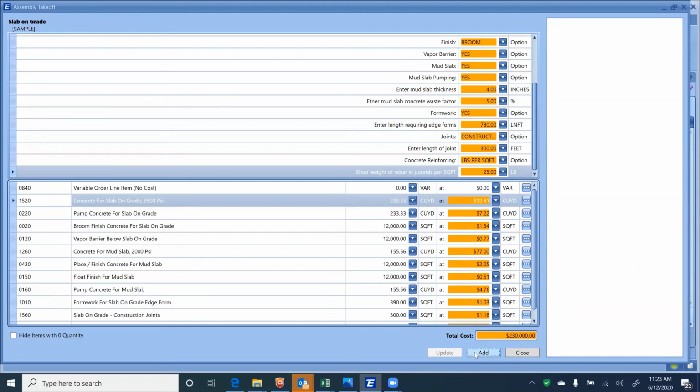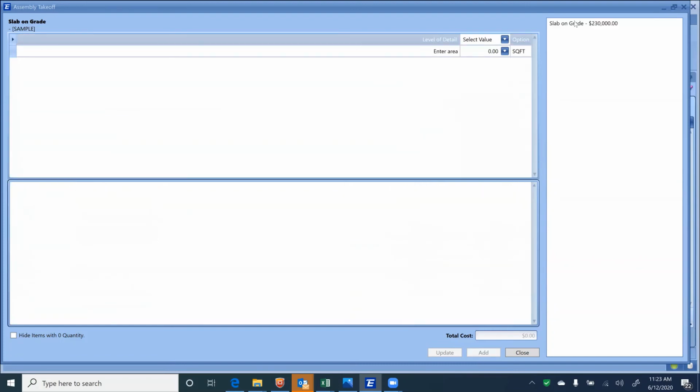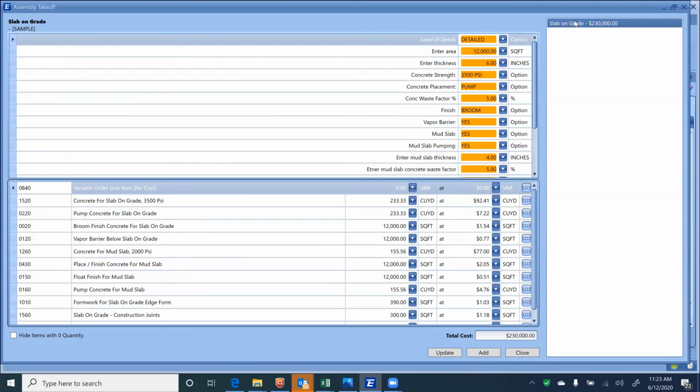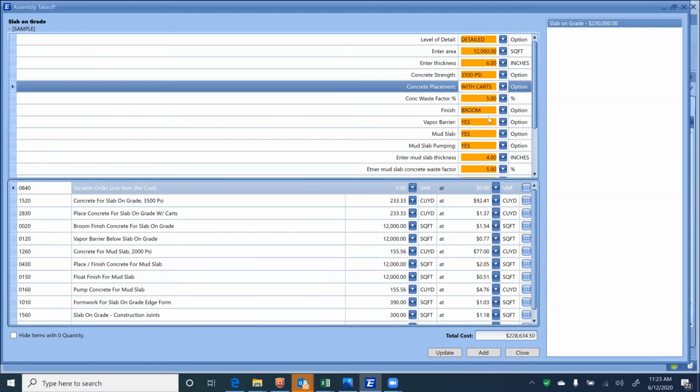While assemblies can add enormous productivity gains and also provide a great teaching tool for novice estimators, they're not required, and as such they are custom designed to meet the needs of each customer.